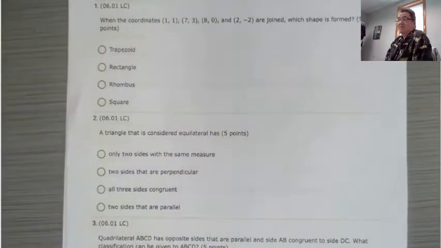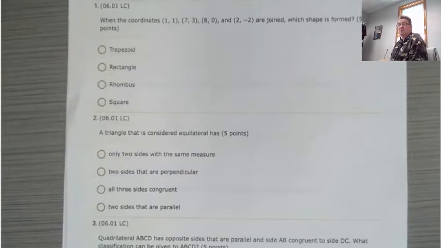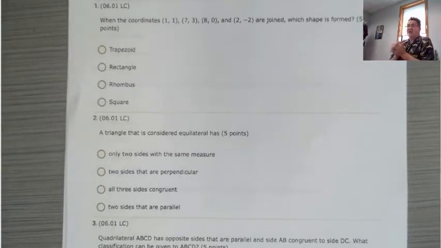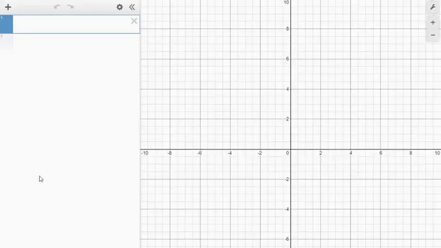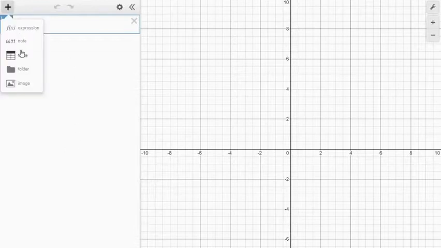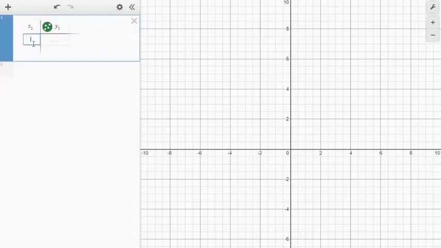Okay, our first problem talks about the coordinates. When the coordinates (1, 1), (7, 3), (8, 0), and (2, -2) are joined, what shape is formed? All right, so if we go to Desmos.com, we can put these points in here and see what shape it makes. If we hit the little plus button up here, it gives us the choice of putting in a table. So let's do it this way. We have the first point, (1, 1), and it'll place that on our graph right there. You see the green dot up here.